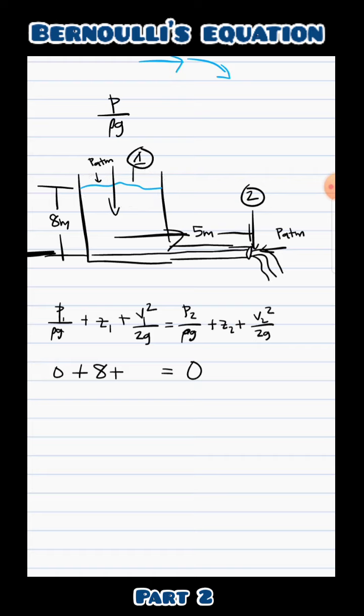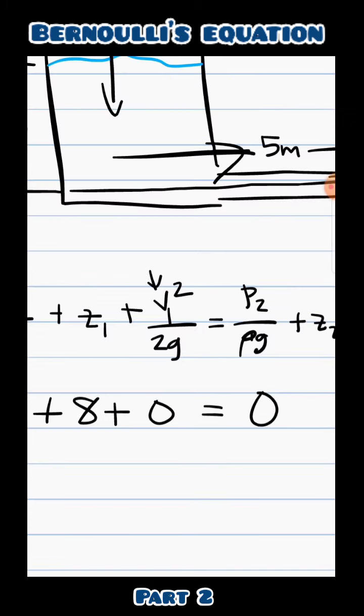Why? Because it's far slower. The decrease in height of the water in the tank is much slower compared to the velocity of the fluid going out at point 2 on the pipe. As the water drains out from the tank, the decrease in height is very slow compared to point 2. So we can assume that the velocity v1 at this point is 0. If v1 is 0, then 0 squared is 0, and 0 divided by 2g is 0.